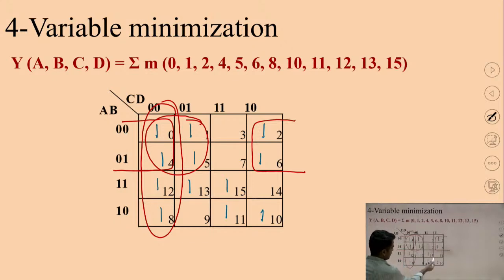Okay, and then these 4 terms are there. This will be a pair and this will be a pair. So 3 quad 2 pairs is the correct answer. Okay, 3 quads 2 pairs. So this is the correct answer.